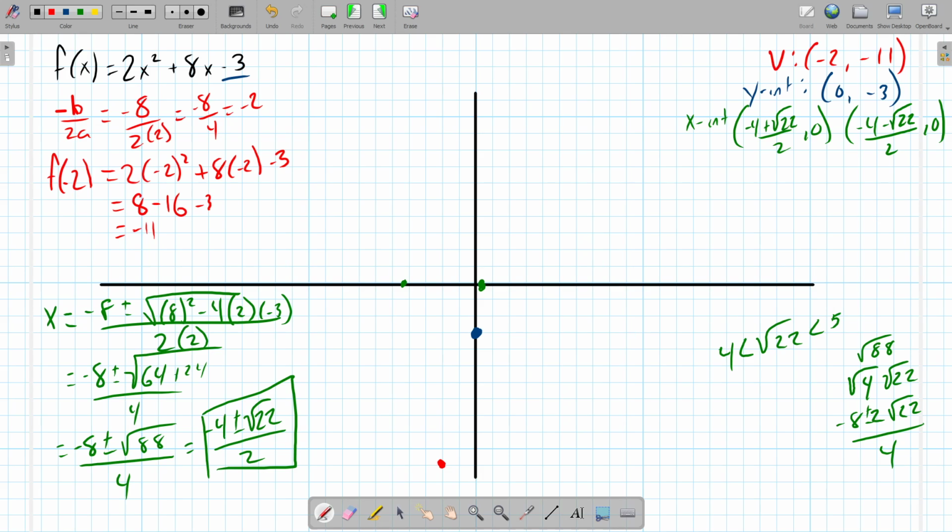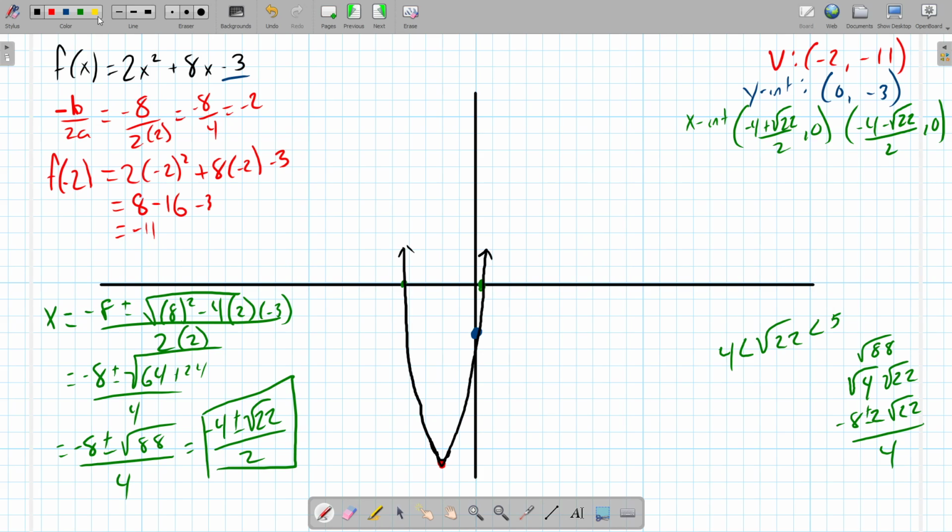So now we just need to graph this. We need to connect all the dots. So I'm going to do my best. Ooh. Yeah, that's good enough for me. I would like this to be a little more curved, but good enough.